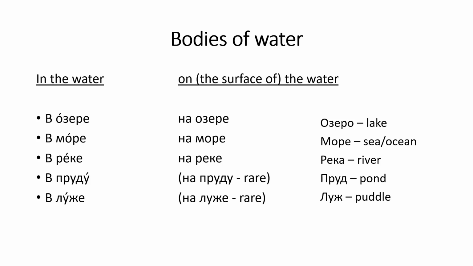And then finally, luzha. So v luzhe means in a pool of, in a puddle of. So if you're kind of surrounded or in a pool of something, some substance, then you say v luzhe. And then if you're slipping on a puddle, so na luzhe, if you slipped on a puddle of, I don't know, water, then it would be na luzhe. And then if you wanted to say ducks on a pond, you would say na prudu, because they're on the surface.